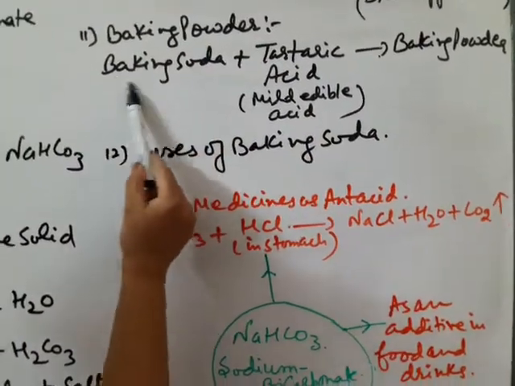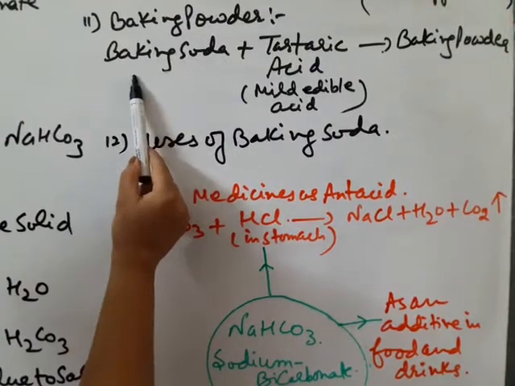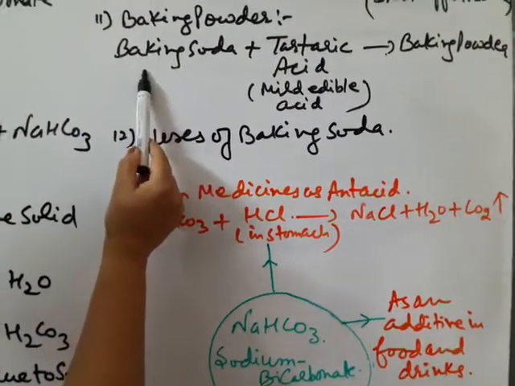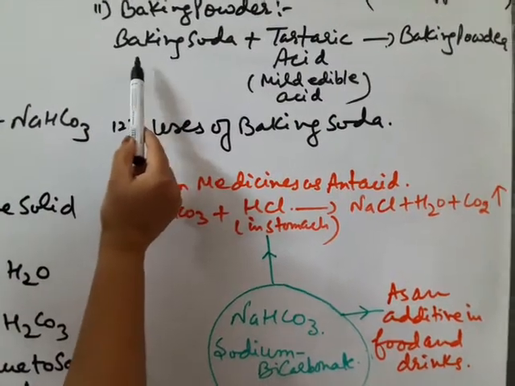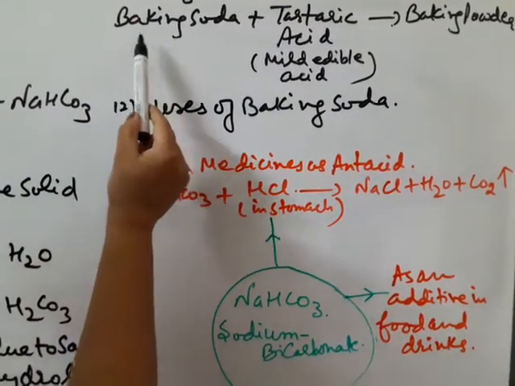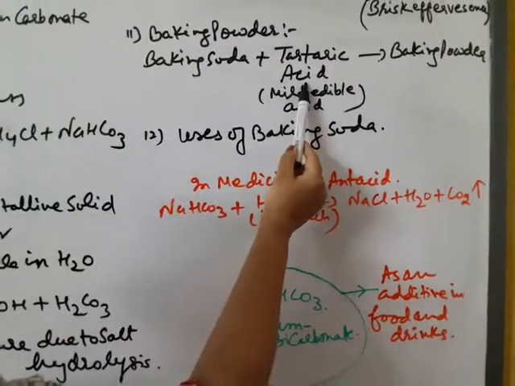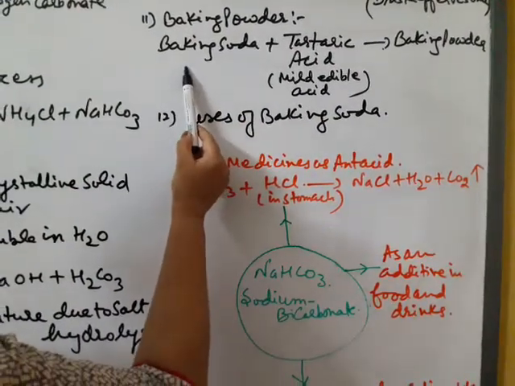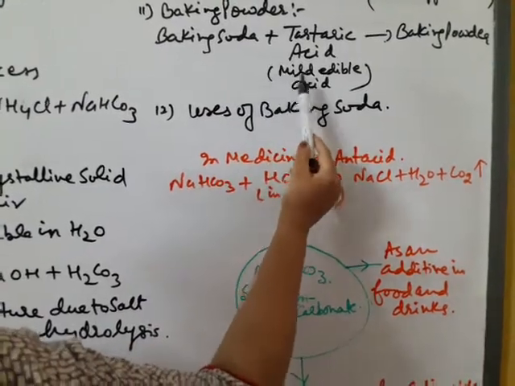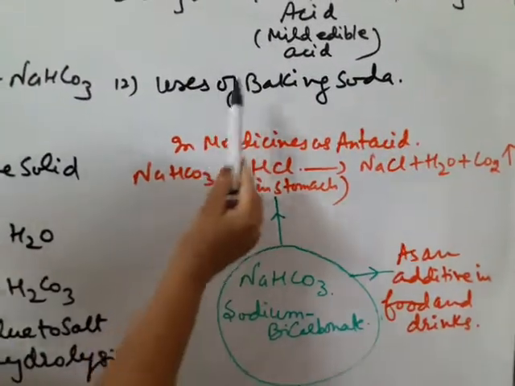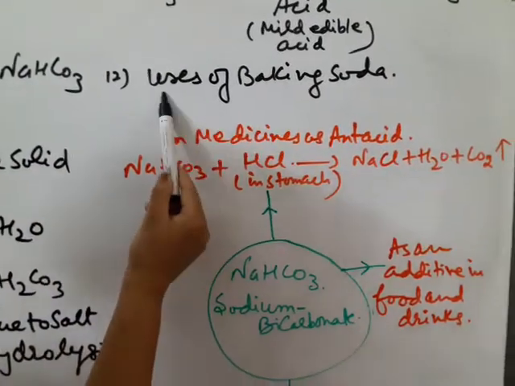If we add only baking soda while making cake, the cake will be bitter because baking soda is a base. The cake will not taste sweet, it will be bitter. But tartaric acid neutralizes the effect of the base and makes the cake sweet. So baking powder should be added while making cake.